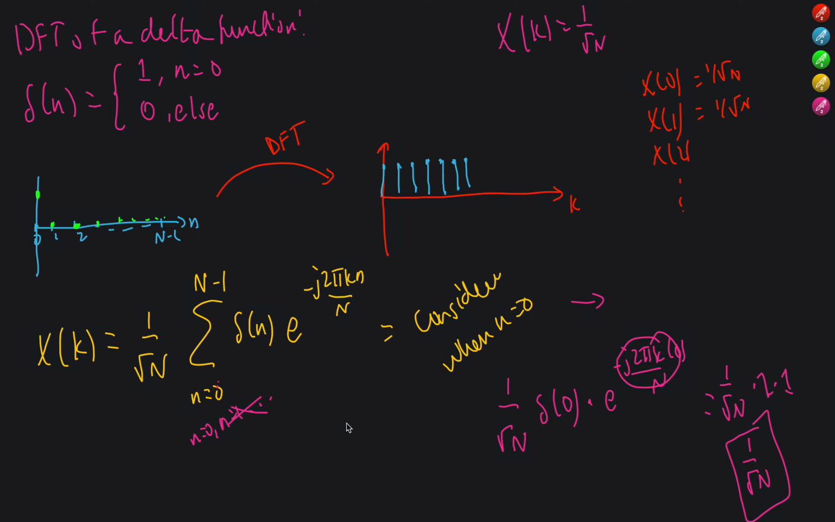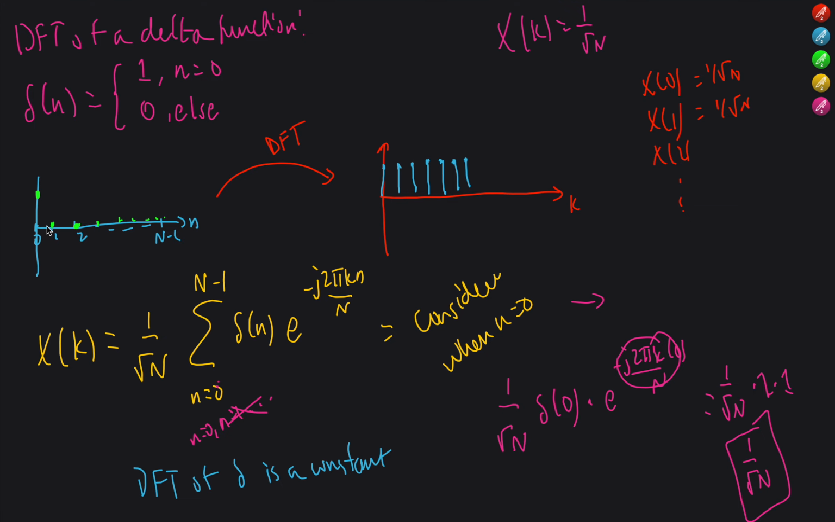But what we figured out is that the DFT of delta is a constant. Right? 1 over root N is a constant. N, big N, has been figured out from the beginning. We know what big N is from the moment we sample our signal in the first place. So it's a constant, okay?